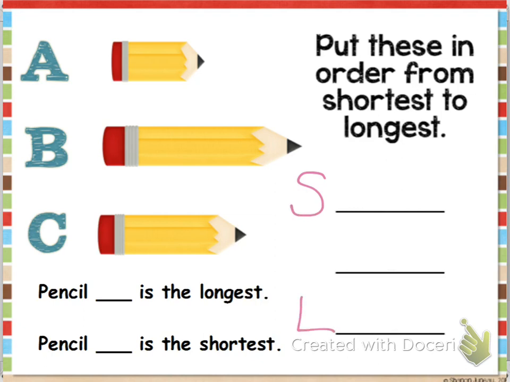Well, we know for sure that A is the shortest, because we can see that one is pretty small. And we can tell for sure that B is the longest, because of how long it is. So C must be in the middle. So pencil blank is the longest. We know that pencil B is the longest, and pencil A is the shortest.